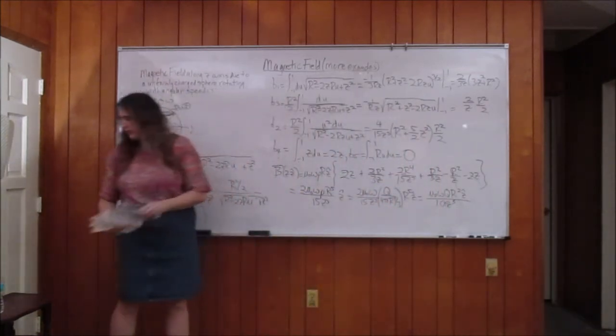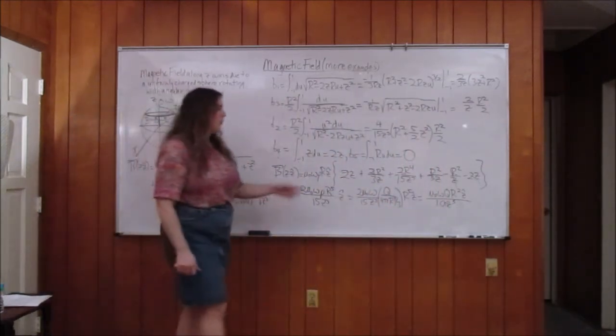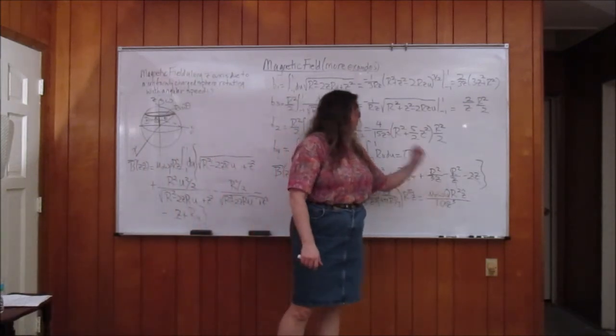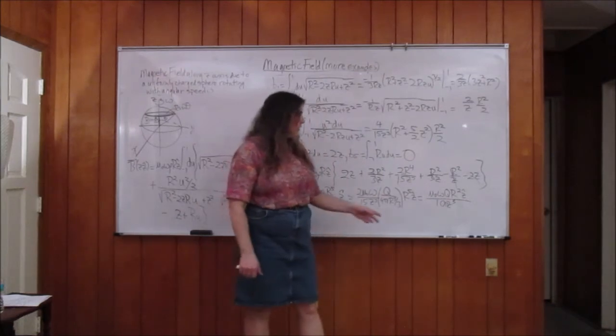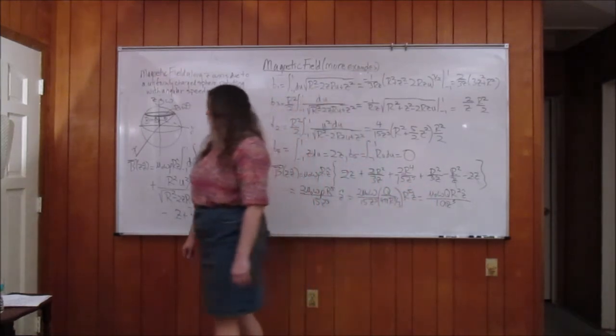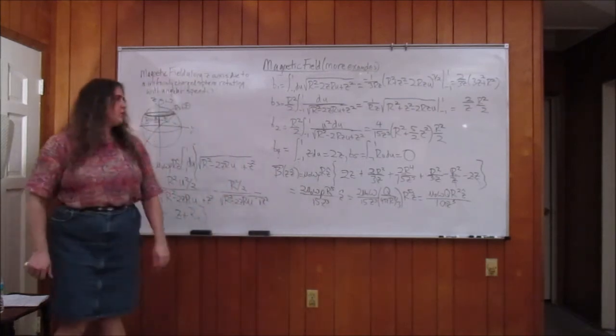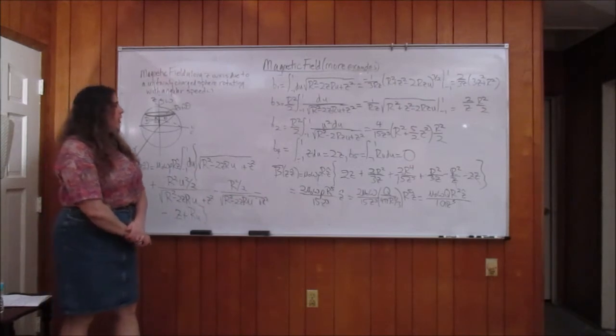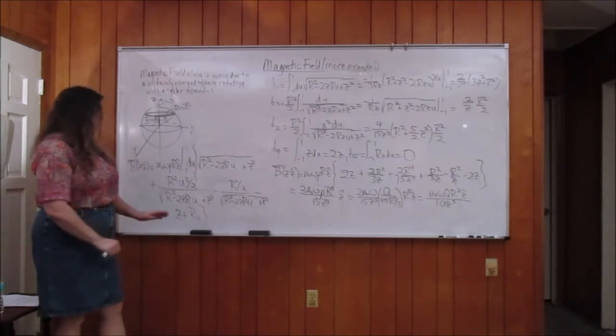And the final result is mu naught, the permeability, times the angular speed, times the charge, total charge, times the radius of the sphere squared, all over 10 pi z cubed in the z direction. This was a very, very messy problem to handle. It's a difficult one, in my opinion. And it is graduate level.